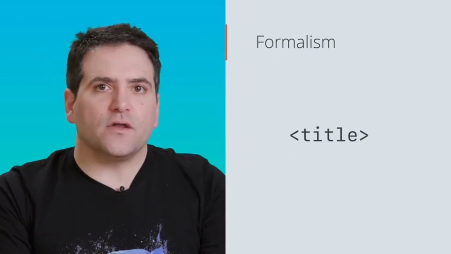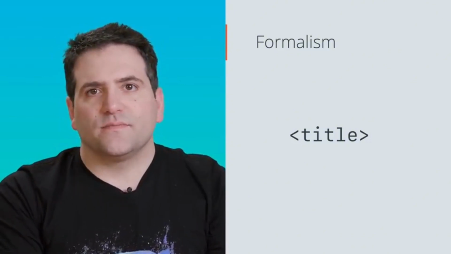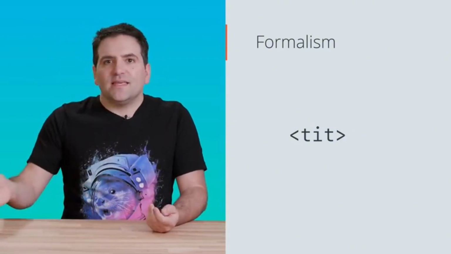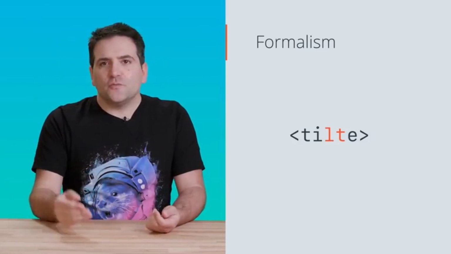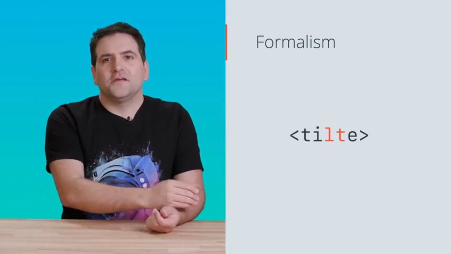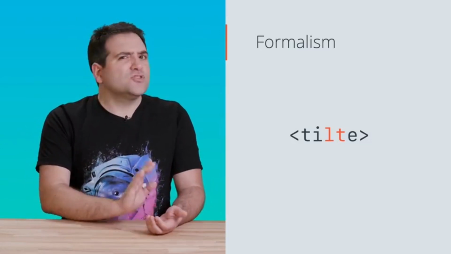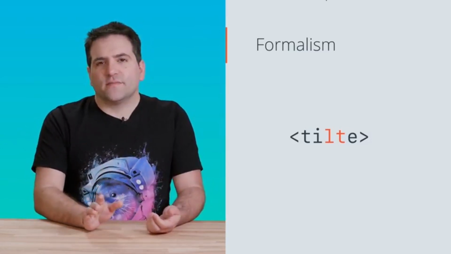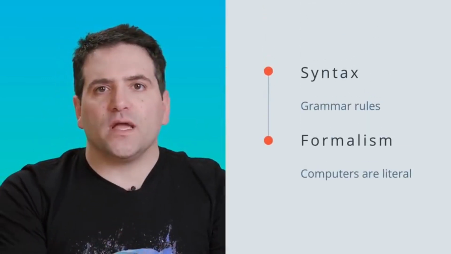For instance, in HTML, if you want to put a title on a web page, you'll write the word title inside these symbols. If you write a typo like TILTE instead, the computer will not guess that you mean TITLE. You always have to be careful with spelling and punctuation in programming. There's usually no autocorrect.